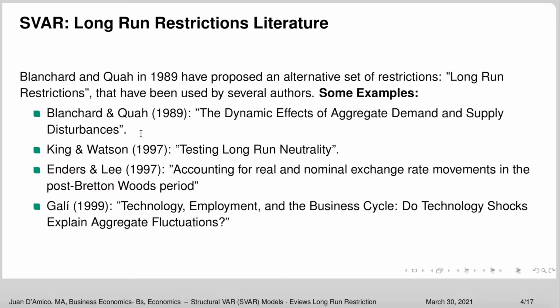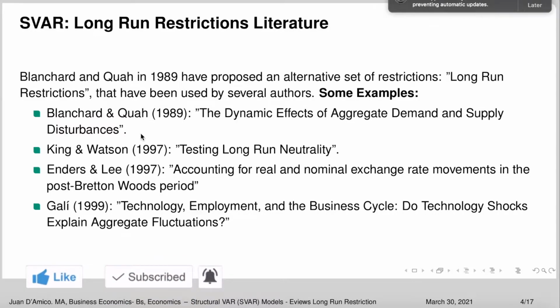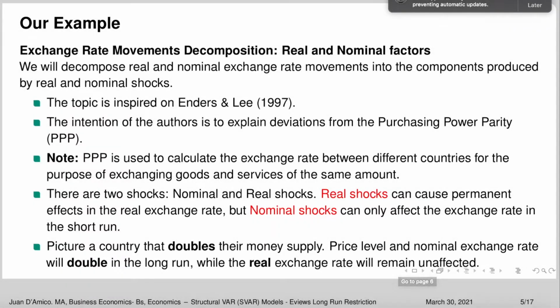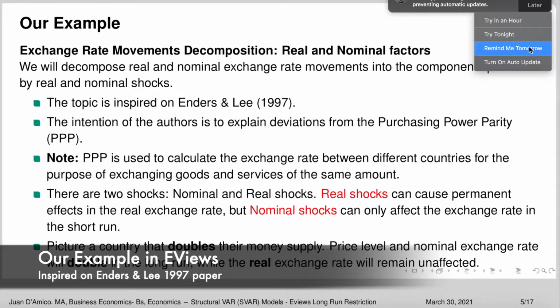So I want to mention that just to put a very brief, very general idea of what this type of restrictions are: it is just imposing that real shocks will have permanent effects on the real variables, but nominal shocks will have no permanent effects, of course. So that's basically what you have to picture in your mind.